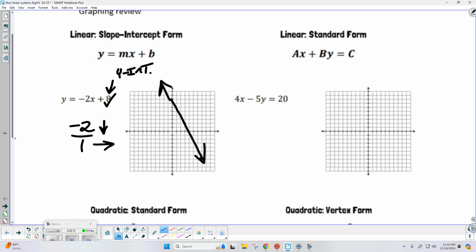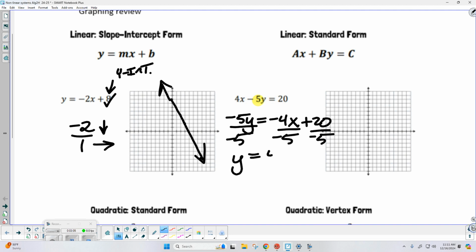Now for this other one, this is standard form: 4x minus 5y is equal to 20. So let's rewrite it. First thing I'm going to do is freeze this negative 5y term, because I want to get y equals. So every other term I'm going to move. So this negative 5y is going to equal a negative 4x plus 20. All I did was subtract the 4x over, and now I have to divide through by negative 5. Almost forgot that negative.